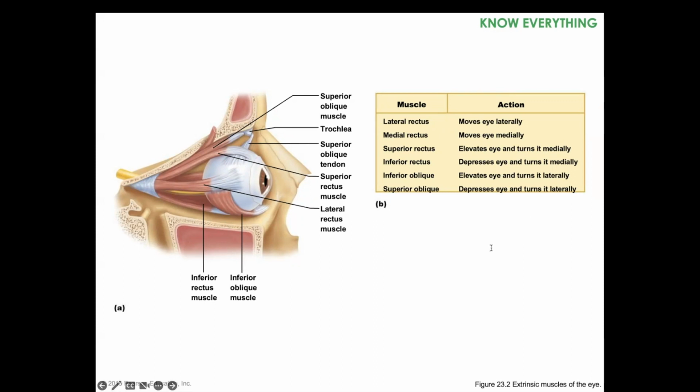And this is also where we'll start connecting the cranial nerves to other structures in the body. So if the lateral rectus is going to move the eye out laterally, then the muscle is going to be innervated by the abducens nerve, since that nerve works to abduct the eye. So study this chart and the actions of each muscle and connect it to the cranial nerves.